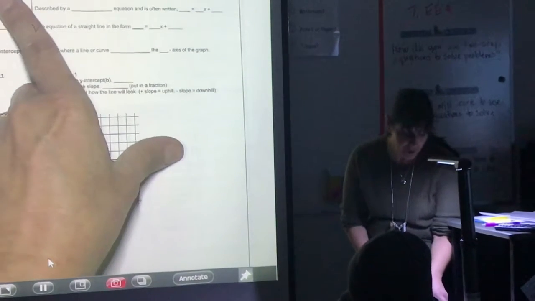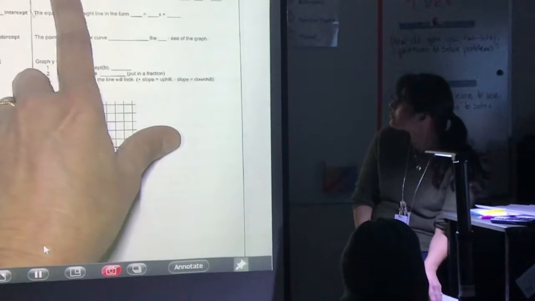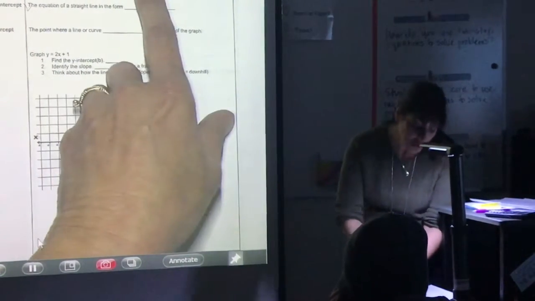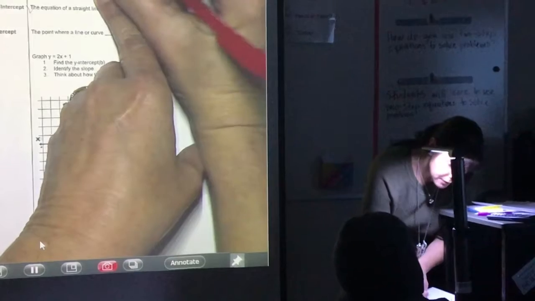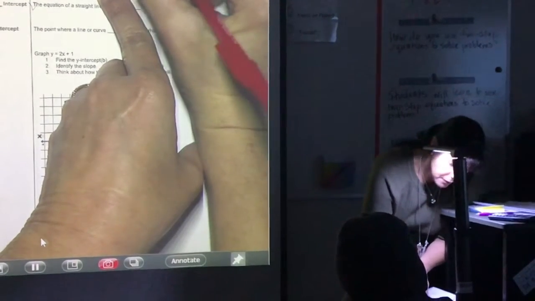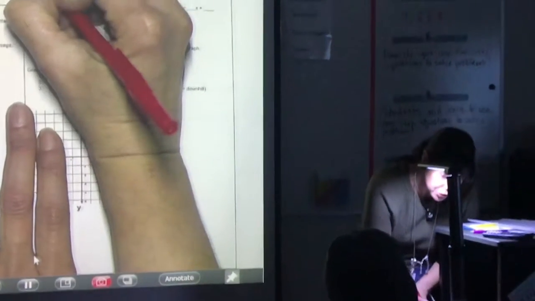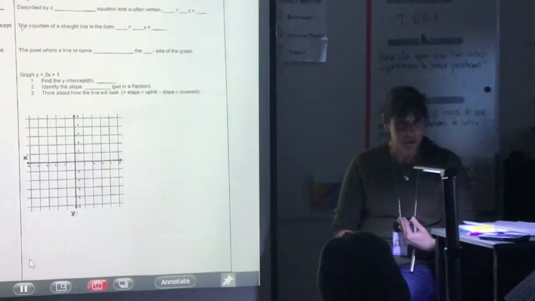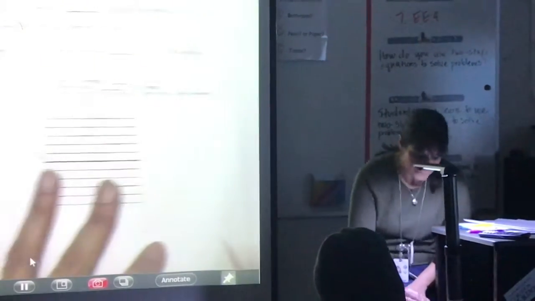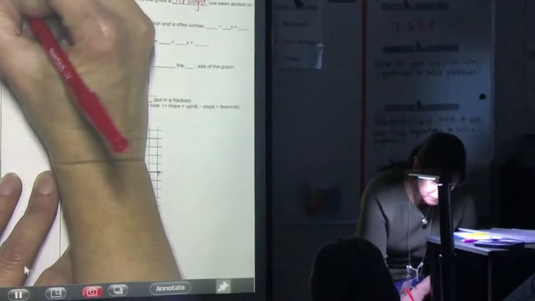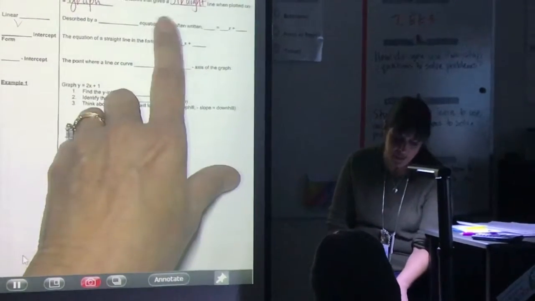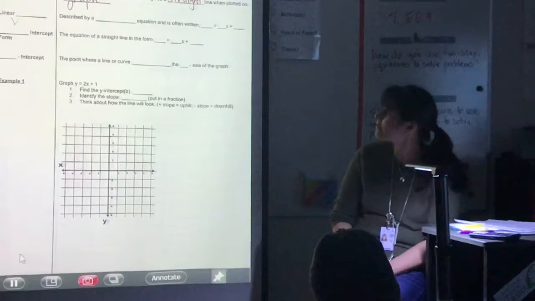First term, blank equation. That's an equation between two variables that gives a straight line when plotted on a graph. So right now you should be filling in these words. That is a linear equation. So a linear equation is an equation between two variables that gives a straight line when plotted on a graph.